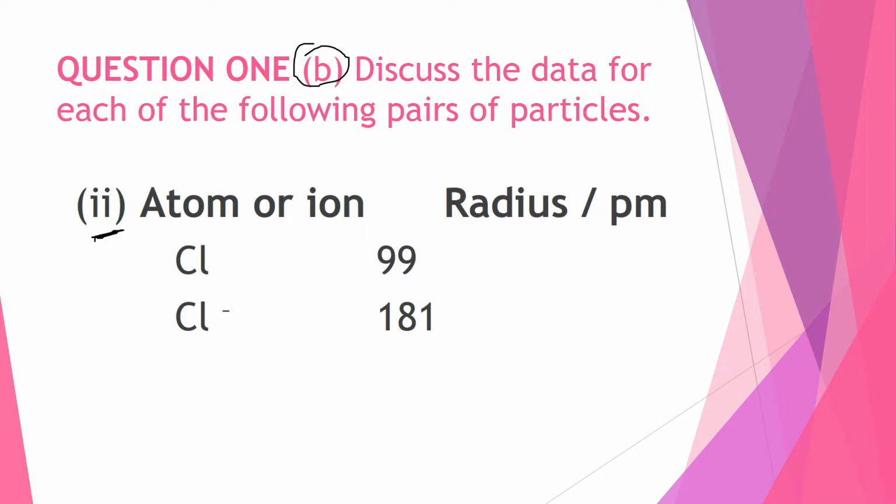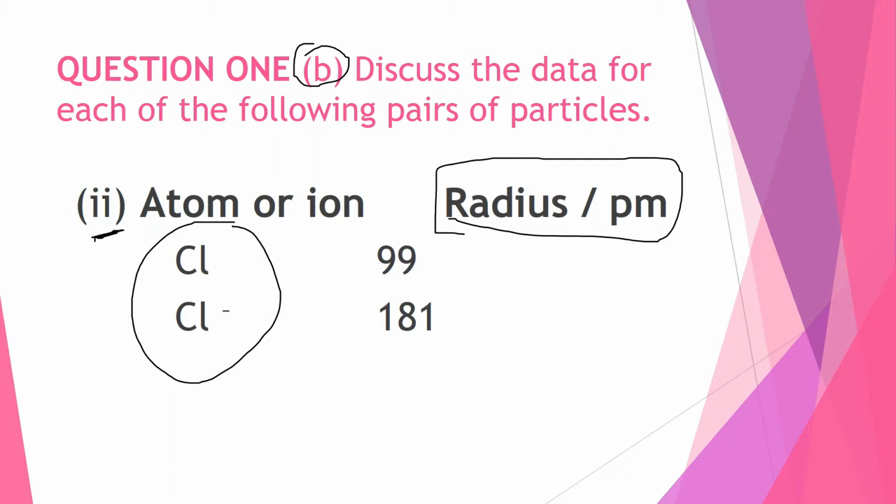So the question is the same. Discuss the data for each of the following pairs of particles. So the previous pair, the question related to electronegativity. For this pair, the question relates to radii or radius.